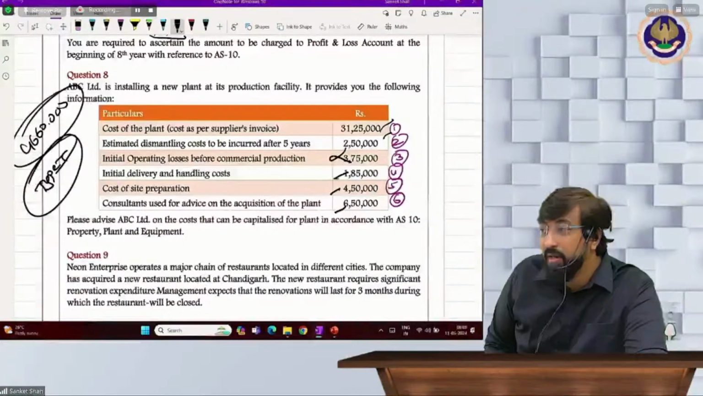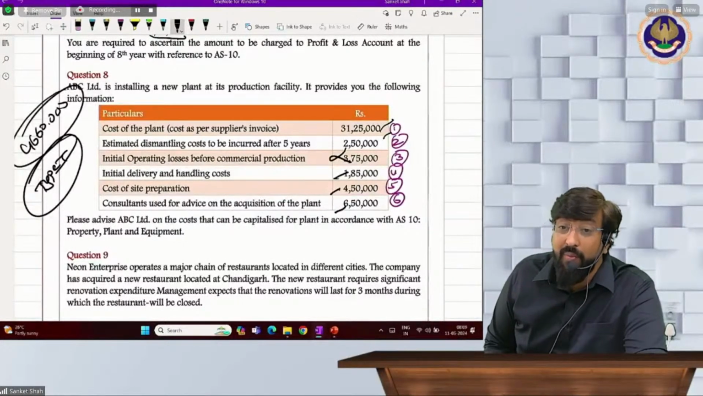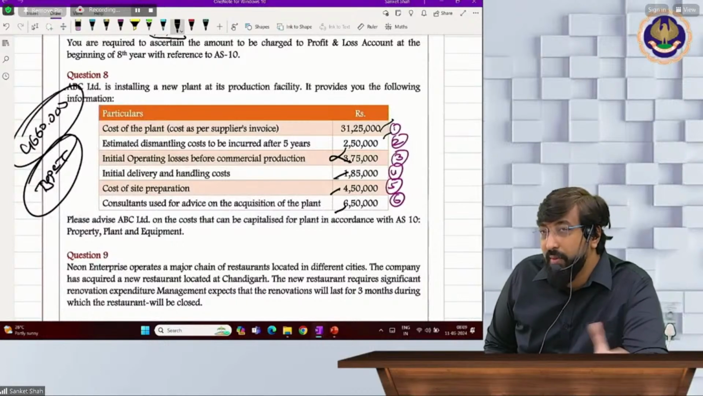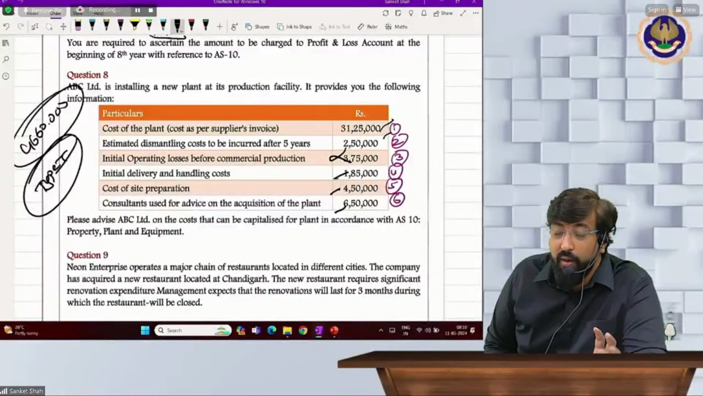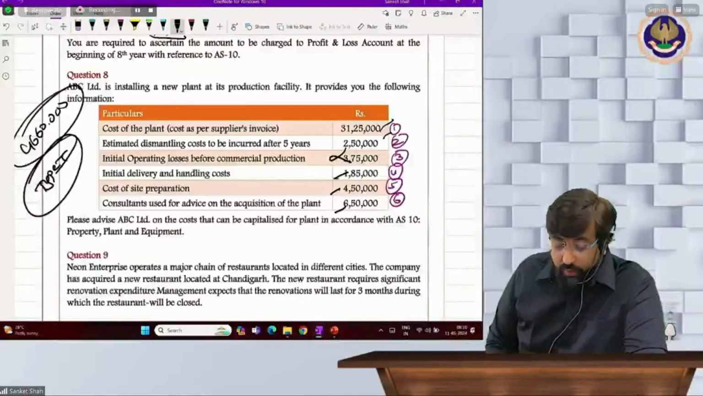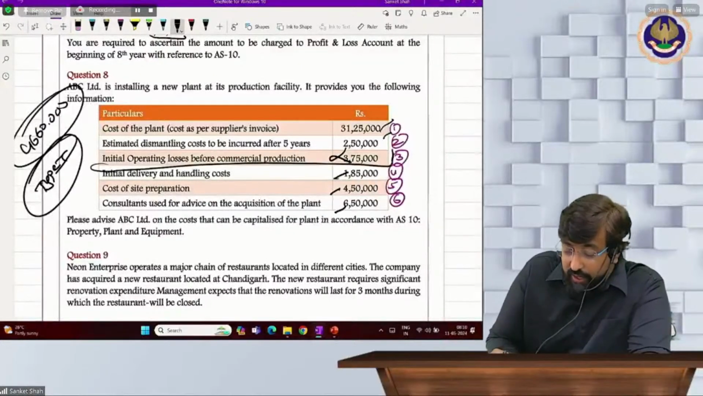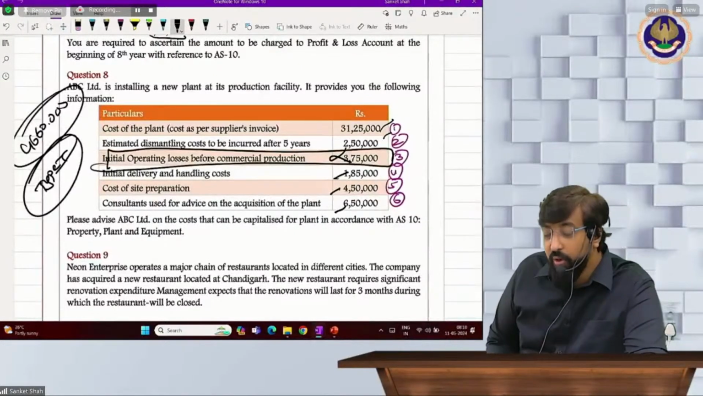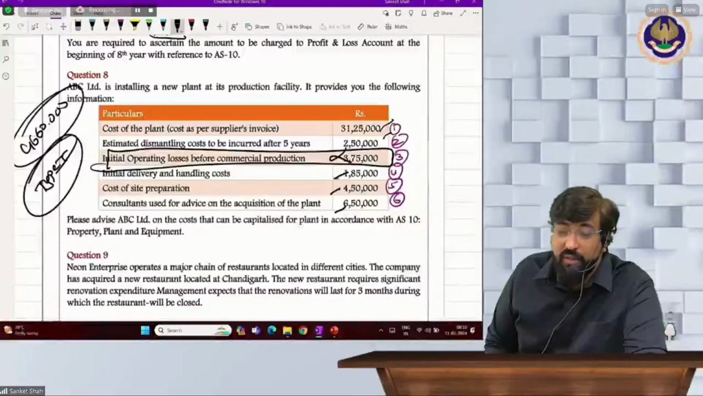If I started a restaurant but I'm not starting with all menus and therefore I'm in loss, that is my operating loss. It is not considered as your asset expenditure. You are not going to capitalize it. So initial operating losses, please try to understand, before commercial production. It is not added because the asset is already put to use.